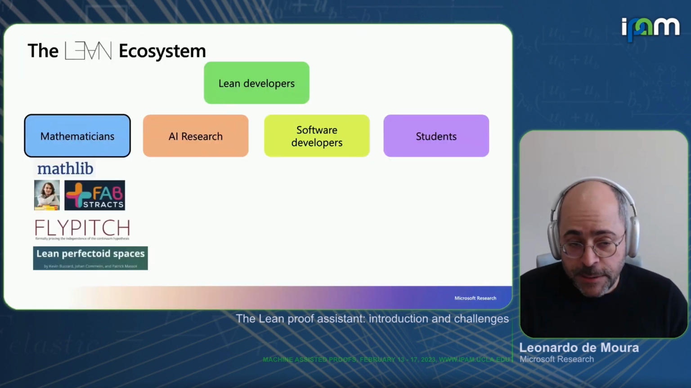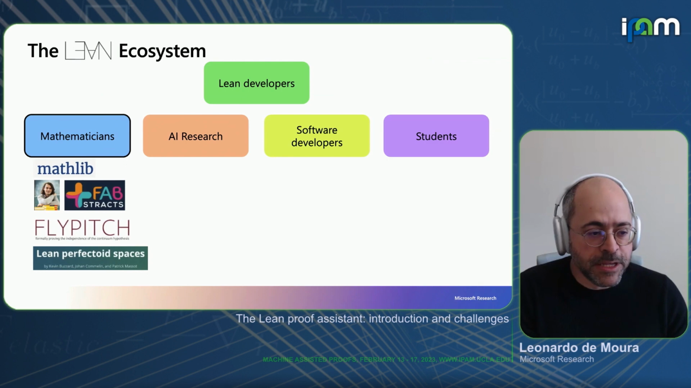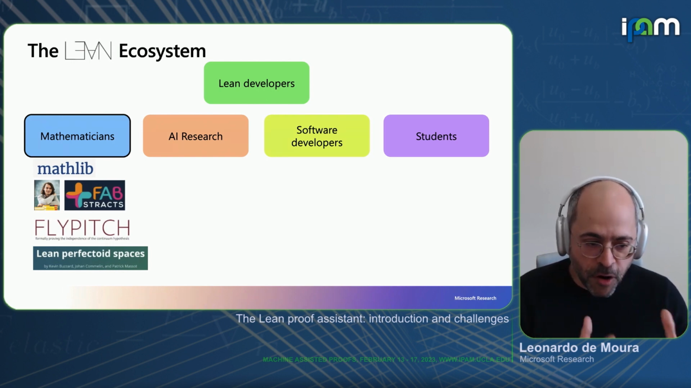I will talk also a little bit about the ecosystem, right? You have the Lean developers, but you have mathematicians, a big chunk of the community. You have Mathlib, which had in the past projects like formal abstracts, flight pitch, perfectoid spaces, the liquid tensor experiment. People talked yesterday. This is great. We are super grateful for all these impacts by the math community.